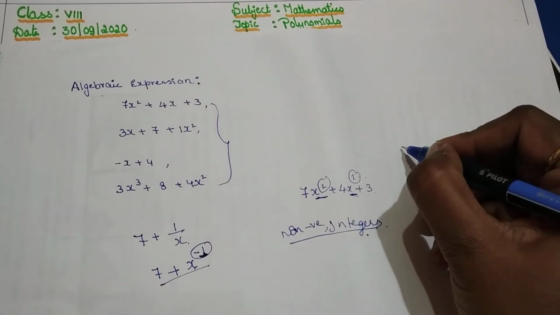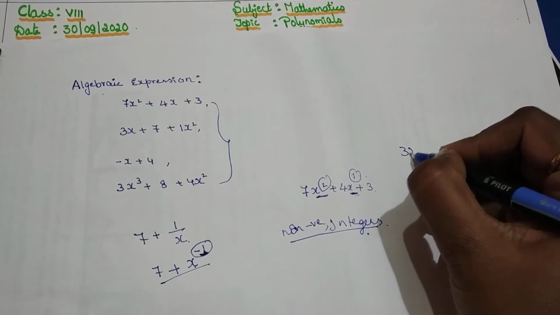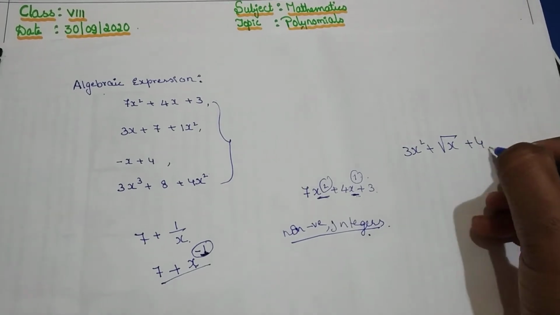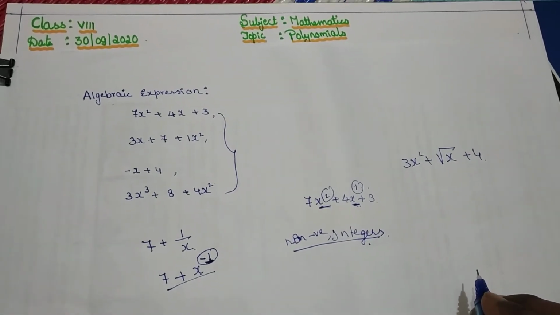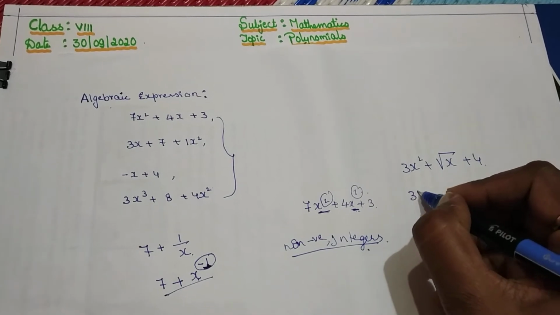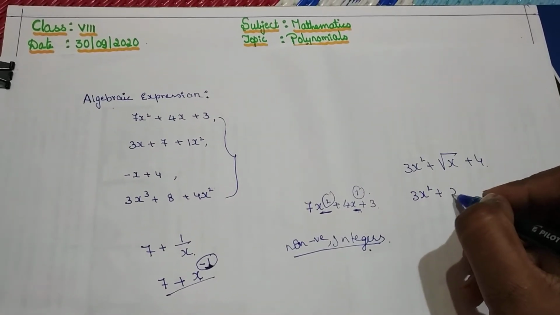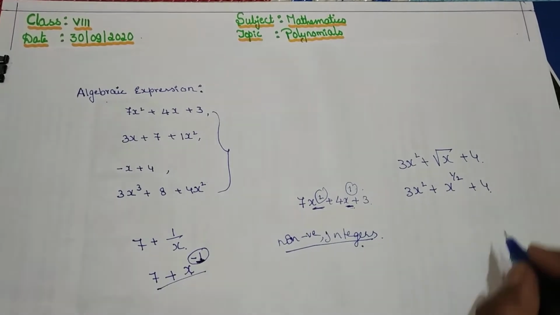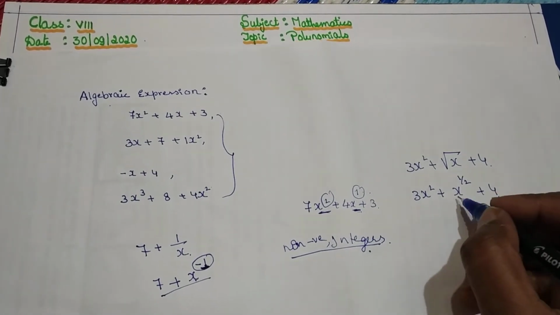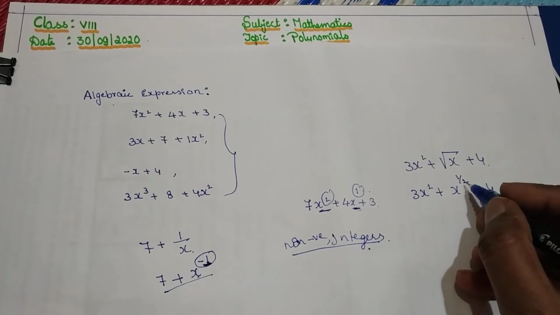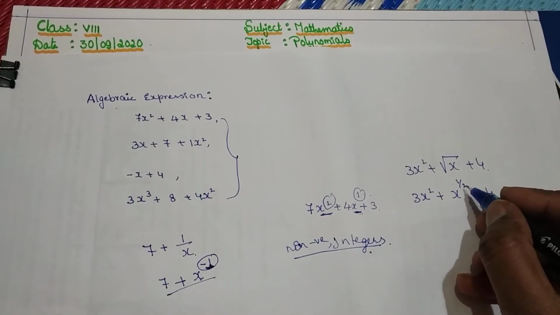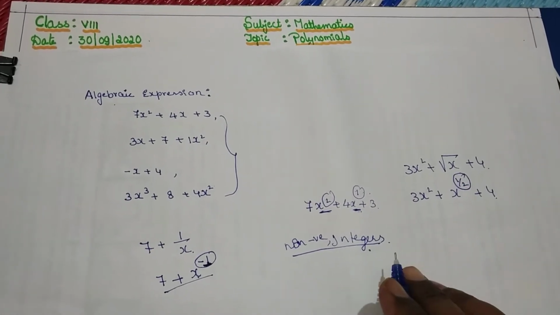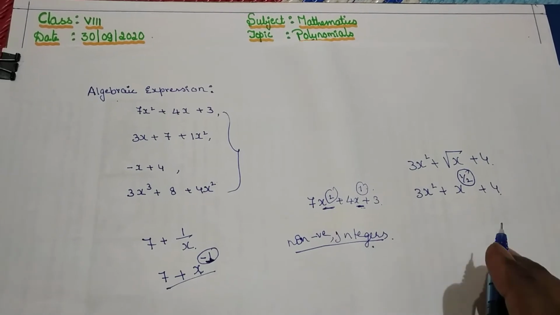Let me give some other examples. 3x square plus square root of x plus 4. Is it an example of a polynomial? We'll check it. Square root of x can be written as x to the power of 1 by 2, so the expression is 3x square plus x to the power 1 by 2 plus 4. Right? But what did the definition state? Exponents of the variable should be non-negative integers. But here we have a fraction. Therefore, it is not an example of a polynomial.